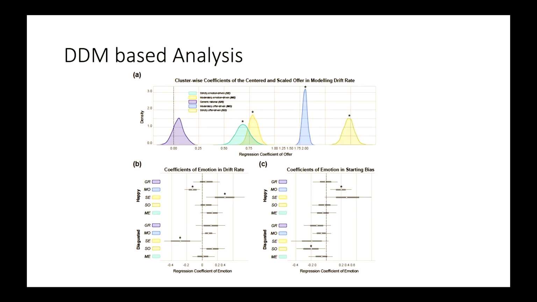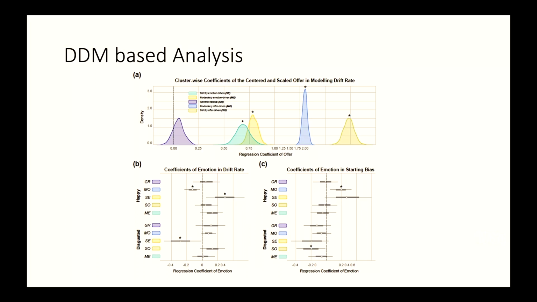So, essentially we run this, and what we get are the coefficients of the drift rate. Okay. Say for the first figure here, the higher the drift rate, the quicker is the time for decision making. So, you see the most important contribution seems to be from the strictly offer driven group. Okay. You have more offer, you come to a decision more quickly. Okay. Followed by strictly emotion and moderately emotion groups, and then the generic rational is almost close to 0. Alright. So, it seems like the grouping makes sense, whatever the clusters are.